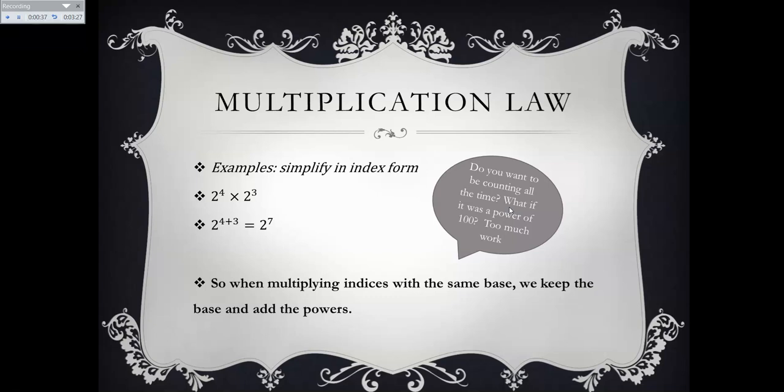So then the indices multiplication law is that when multiplying indices with the same base, we keep the base and we add the powers. As you can see right here, we kept the base 2 and we added the powers. 4 plus 3, 7. So we end up with 2 to the 7th power.